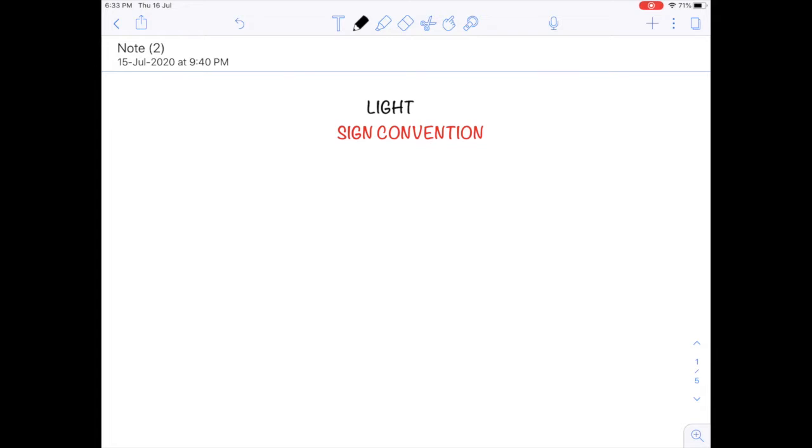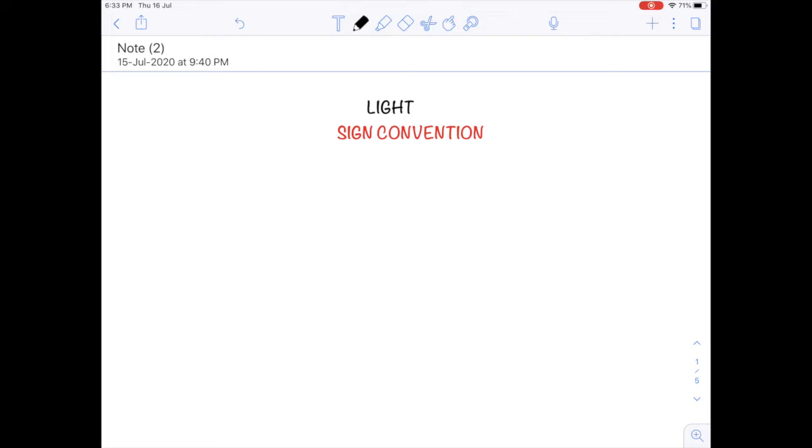Now, what is sign convention? Why do we need it? Cartesian sign convention is used to measure various distances in the ray diagrams. I have discussed ray diagrams thoroughly in my last two videos, so you can watch them. Then, why do we need to measure these distances? In order to solve problems based on light reflection using spherical mirrors, either concave or convex.